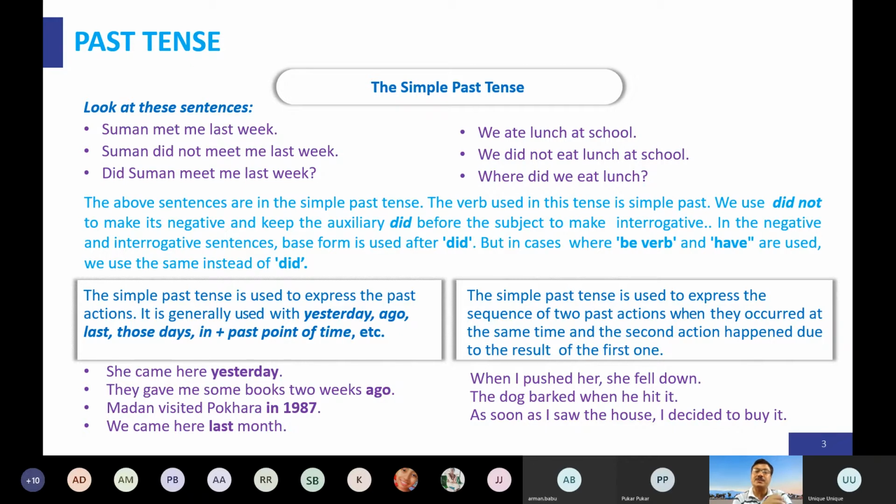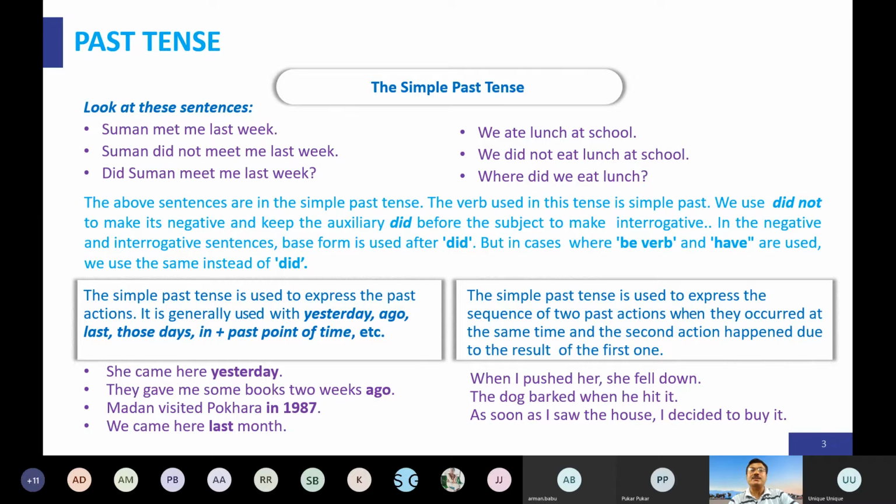Past form is carried by did, and for negative, not. Did not, so you have to say negative. And third, the question, did meet. Likewise ate, did not eat, did eat. If you take this way, then you won't make mistakes. So we use did not to make the negative, and keep the auxiliary did before the subject to make the interrogative.